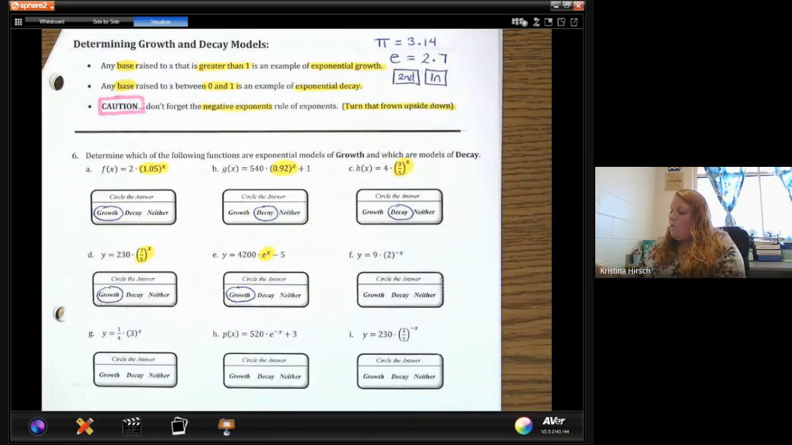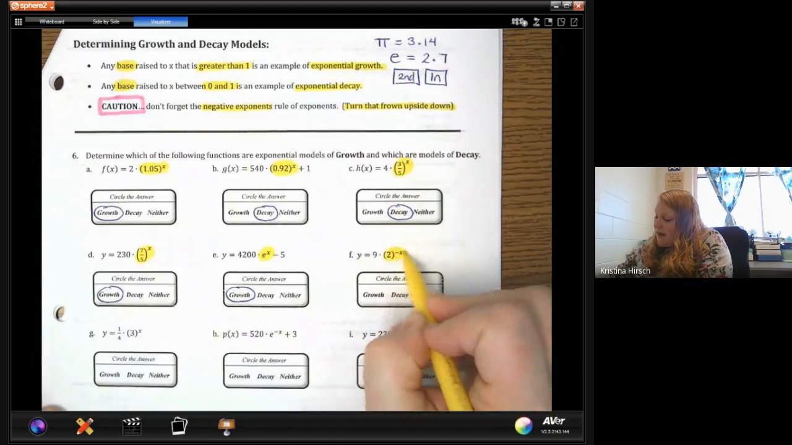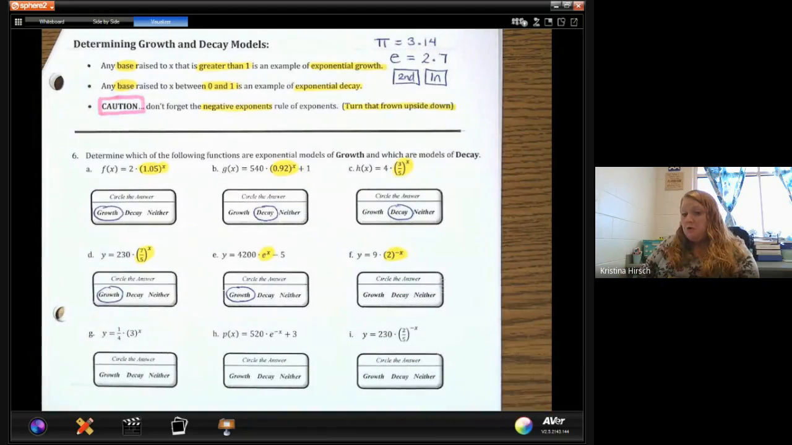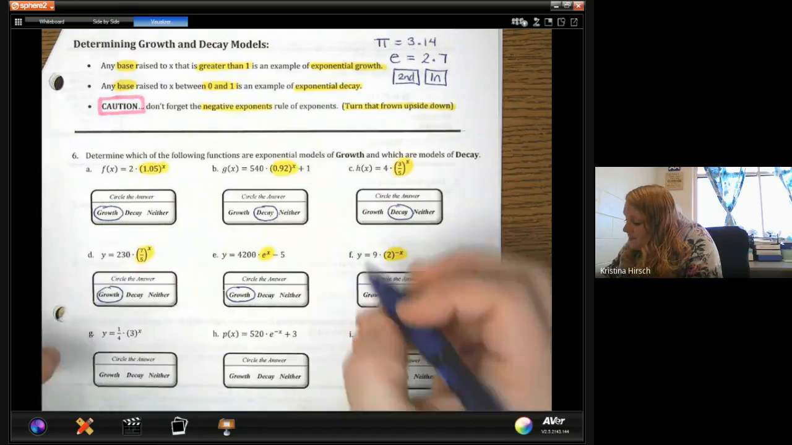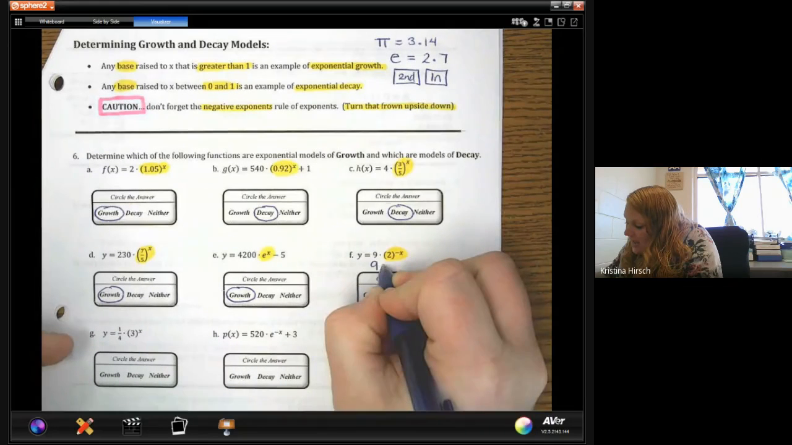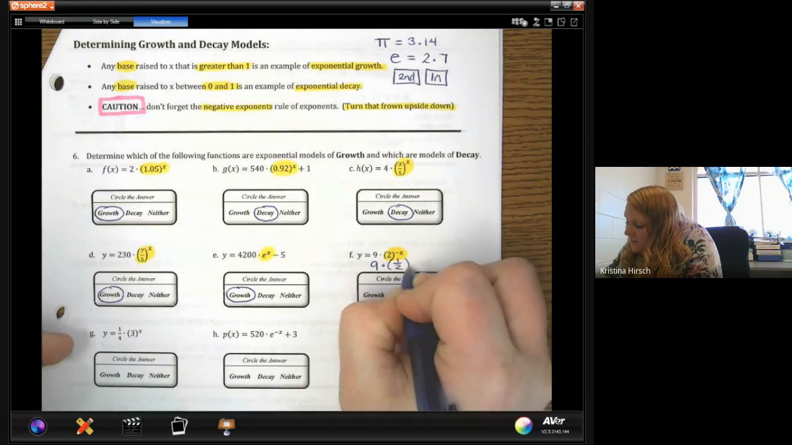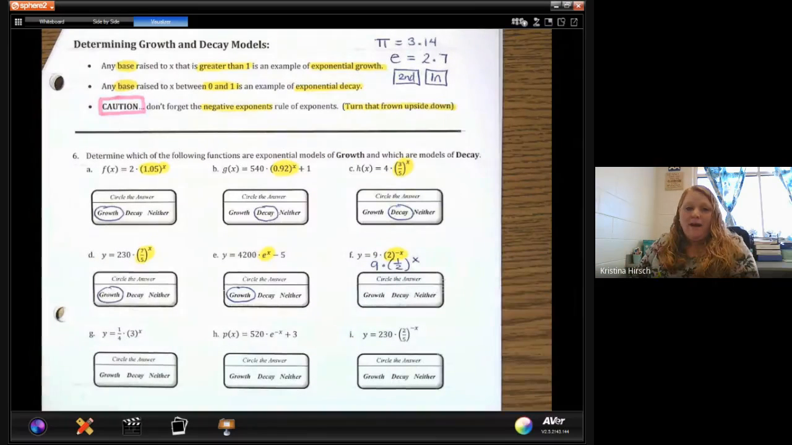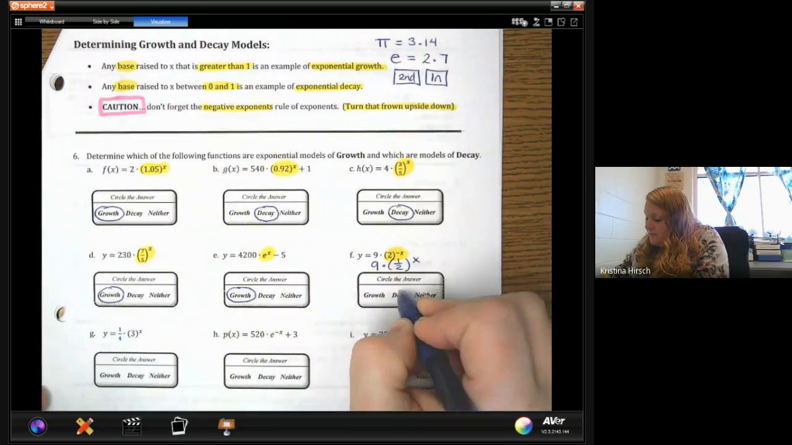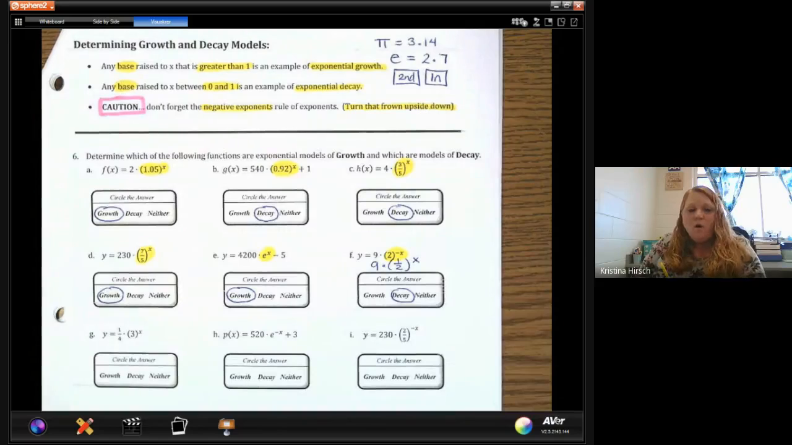So when we look at this right here, 2 is my base, and it makes you think it's growth, because 2 is greater than 1. However, because we have a negative exponent, we need to remember that it's going to flip. It's going to turn that frown upside down. So instead, this would be the same thing as 9 times 1/2 to the positive x power, and the 1/2 is an example of decay. So ultimately, when you see that 2, you think growth, but you also need to look at the exponent.